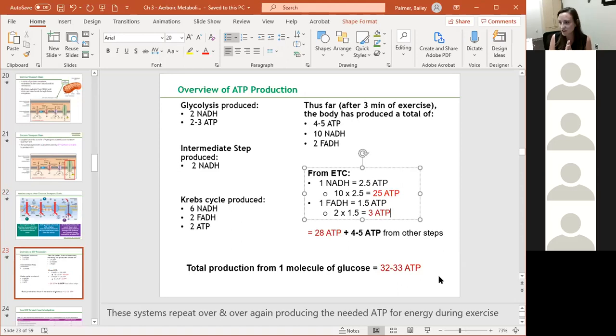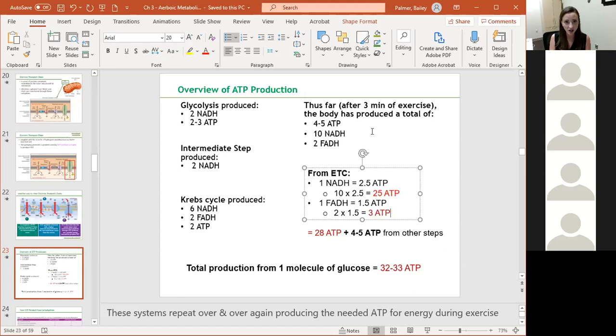So again, you just have to know the net production of ATP depending on what fuel source we started with, and then also the net production from each of the categories there. But that's going to be all you have to know for the energy systems.